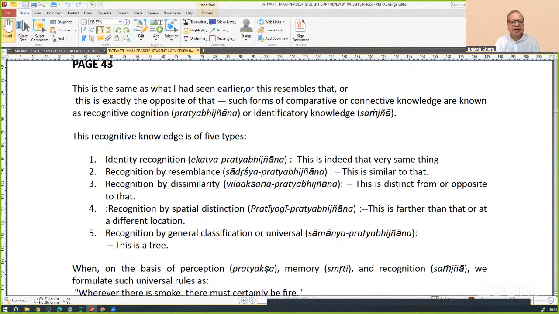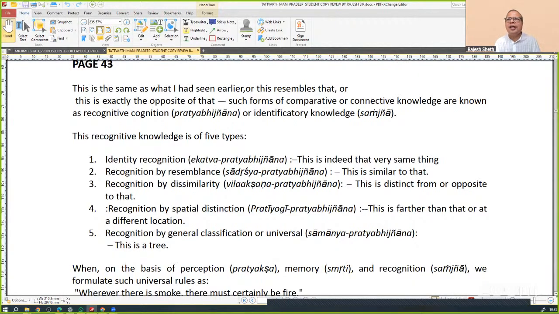And the fifth category doesn't need an example: recognition by a general classification, or universal. This is a tree. So there are 5 types of recognitive knowledge. We will use these common words everywhere.